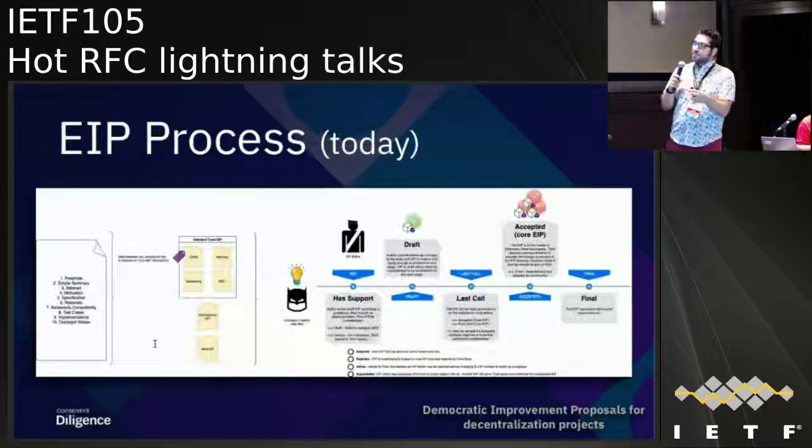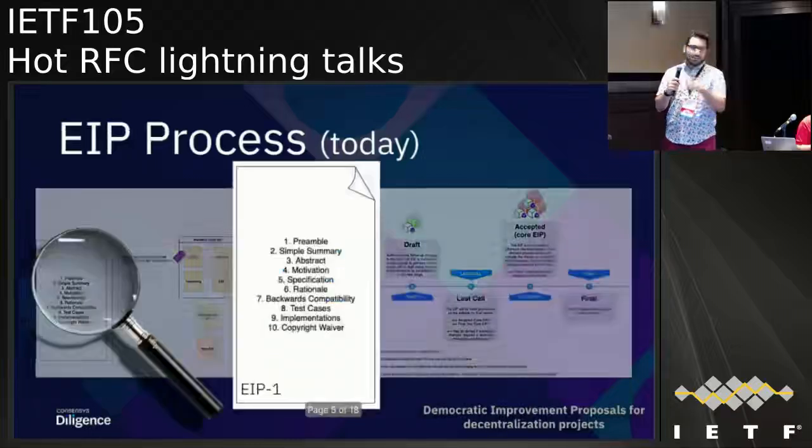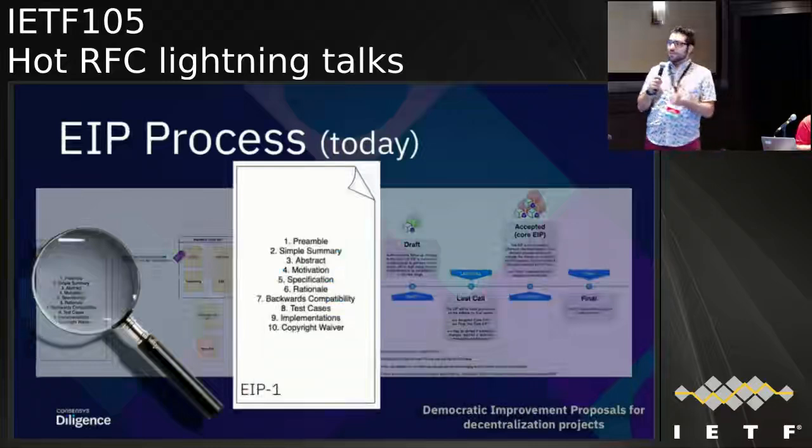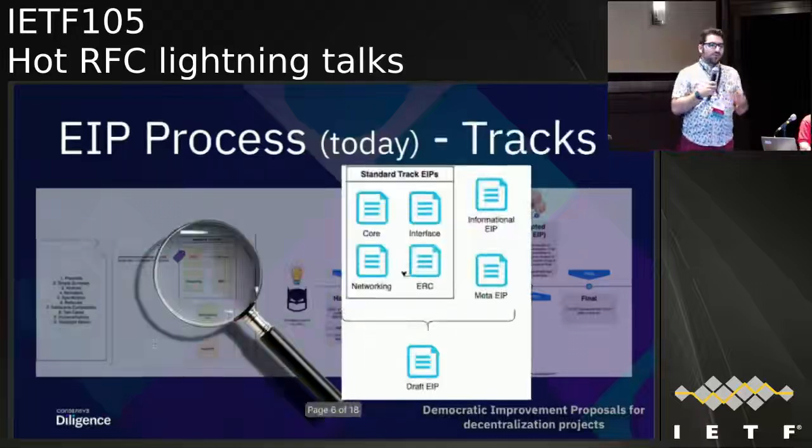So there is some other process. This is the process today. I'm going to go quickly through these, and the slides are there for more details. After discussing in the forums and getting community support, the EIP author would add the EIP there. So the security consideration is missing there. We're trying to add it. And then it goes to a selected track.